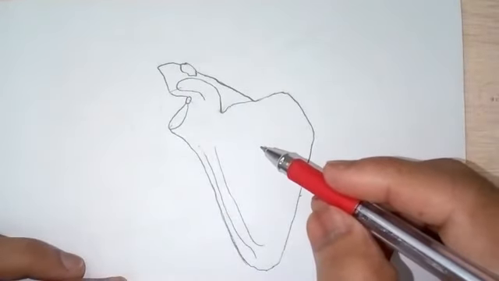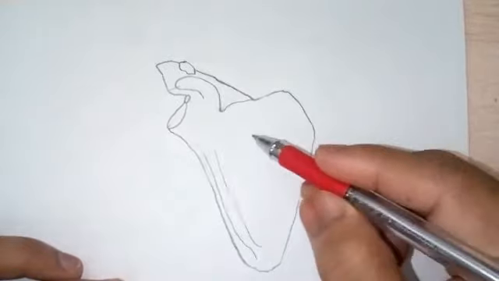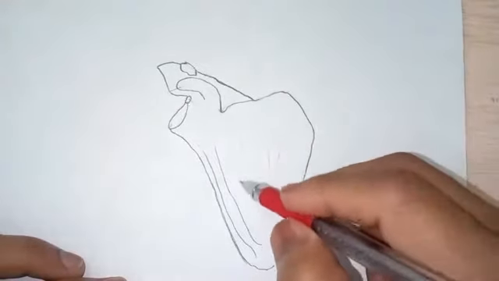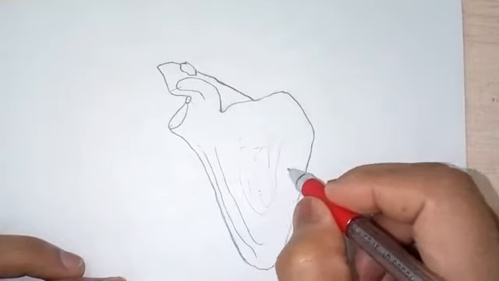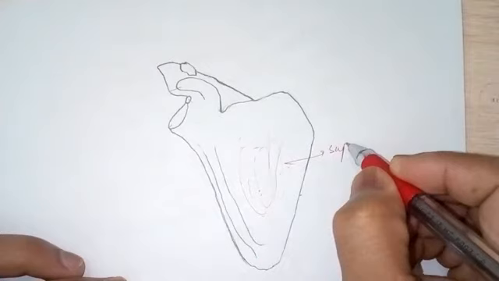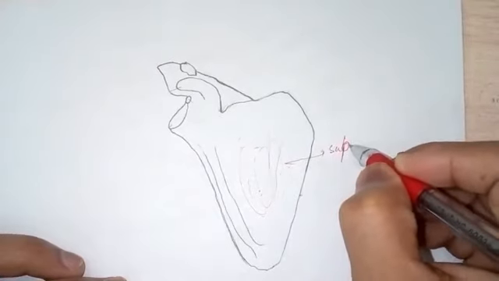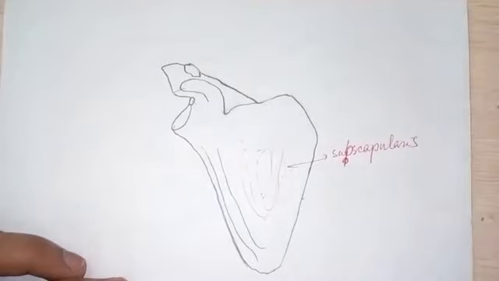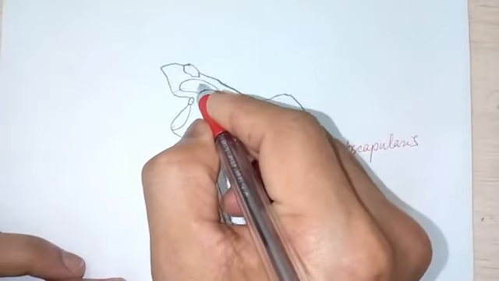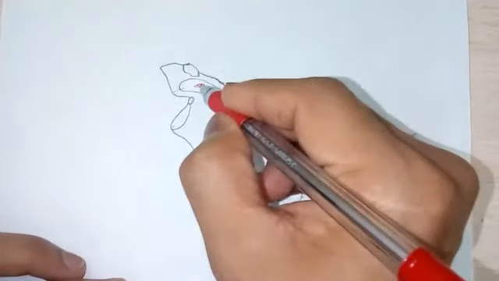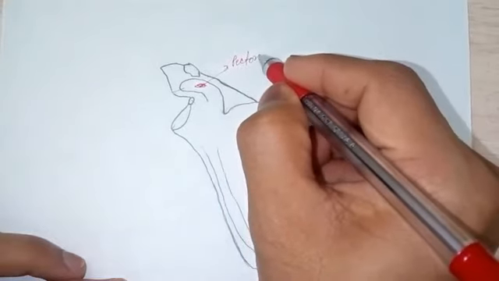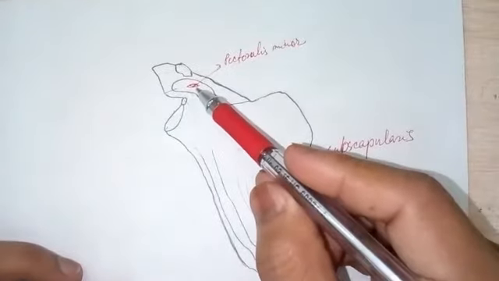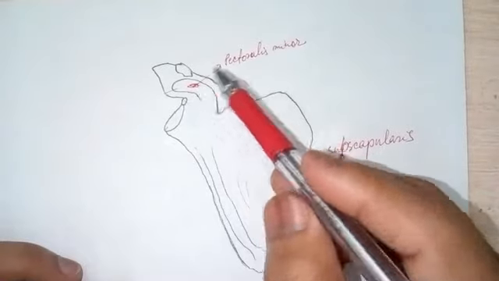Here on the costal surface, we have the subscapular fossa. The subscapular area is occupied by the subscapularis muscle. So we have the subscapularis muscle. And here is the insertion of the pectoralis minor, this area. Pectoralis minor. This is the coracoid process on the costal view, the costal surface.